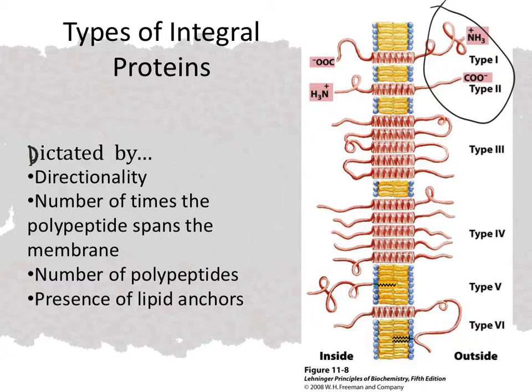The way I remember it is I try to think of everything based off of the extracellular, the outside portion of the membrane. Amino comes first in alphabetical order, and then carboxyl comes last. So amino is type 1, carboxyl is type 2 on the extracellular side. That's the only difference.